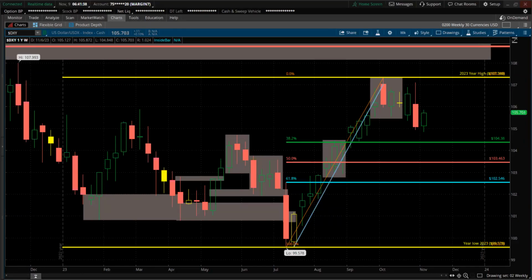Thursday, November 9th, 06:41 a.m. New York time. Good morning. This week's commodity market update.